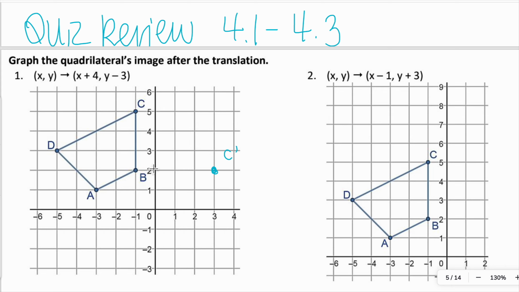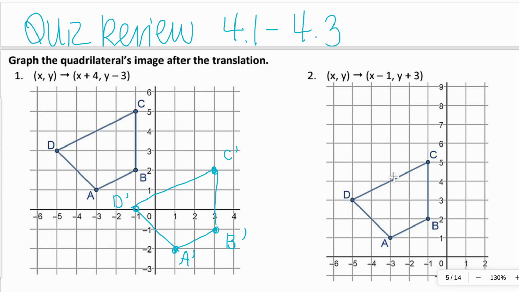B, we're going to go right 4, 1, 2, 3, 4, and down 1, 2, 3. So 3, negative 1 for B prime. A is to the right, 1, 2, 3, 4, down 1, 2, 3. 1, negative 2, and then D prime, 1, 2, 3, 4, down 1, 2, 3, negative 1, 0. And then we're connecting all those. And we've got our translated image.